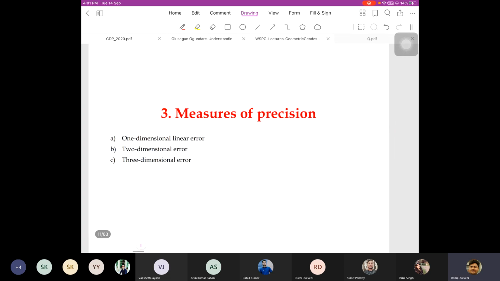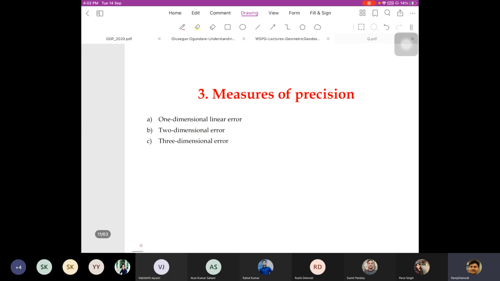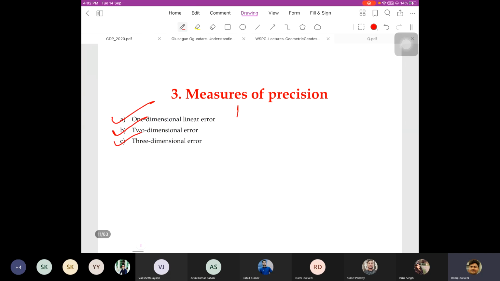So, measures of precision. With your PG background, it is not the case that you will only have to deal with linear errors or single dimensional error. You have to discuss all three cases: 1D, 2D, and 3D. In your subject, there may be a chance that variability is n-dimensional. We are only discussing 1 dimension, 2 dimension, 3 dimension, but the variability may occur in any dimension.